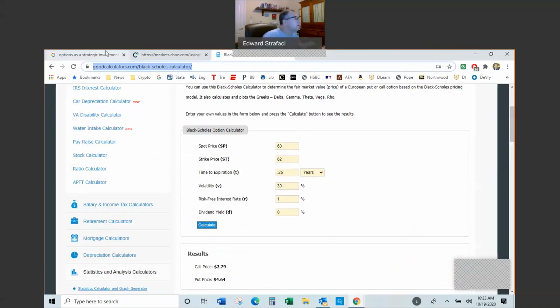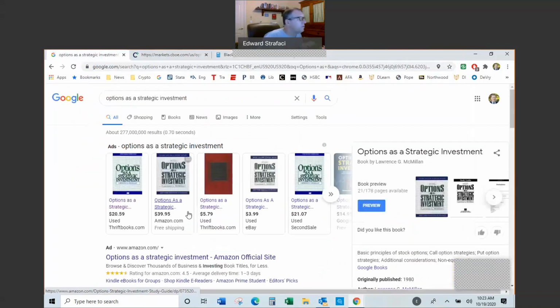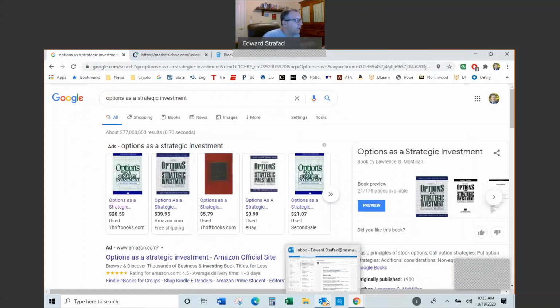I want to include it in our class. I will remember to include it. I'll put it up on the module 3 work, the option calculator. Just gotta take care of something.